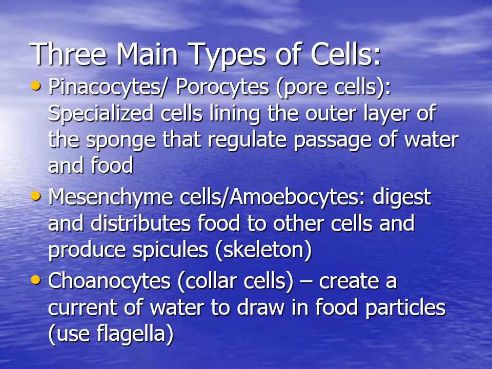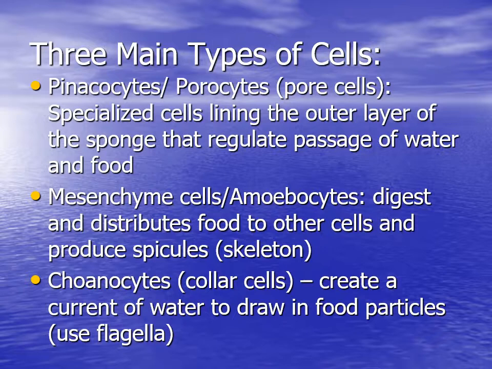Sponges don't have organs and they don't have tissues, but they do have cells. And there are three main types of cells that exist in sponges that allow them to live and survive. One type of cell, depending on the source, we'll either call a pinacocyte or a porocyte or a pore cell. These three names can be used interchangeably. I typically refer to them as pore cells. These are specialized cells that line the outer layer of the sponge and that regulate the passage of water and food into the sponge. These are the cells that make those pores we just saw in the last slide.